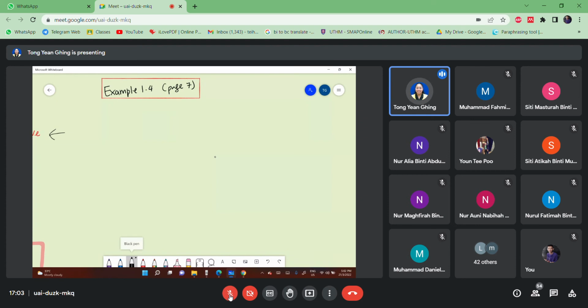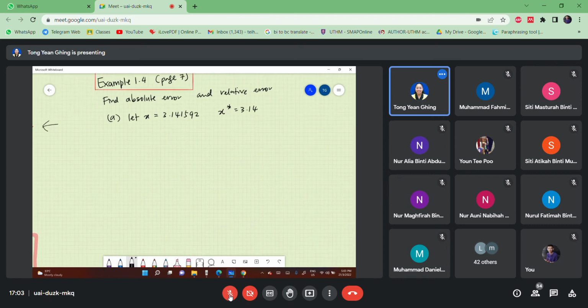Example 1.4, it asks us to find the absolute error and relative error of the values given below. Okay, so A, dibagi let x equal to 3.141592 and x star ni approximation value lah. That means 3.14. Okay, so we solve one by one.